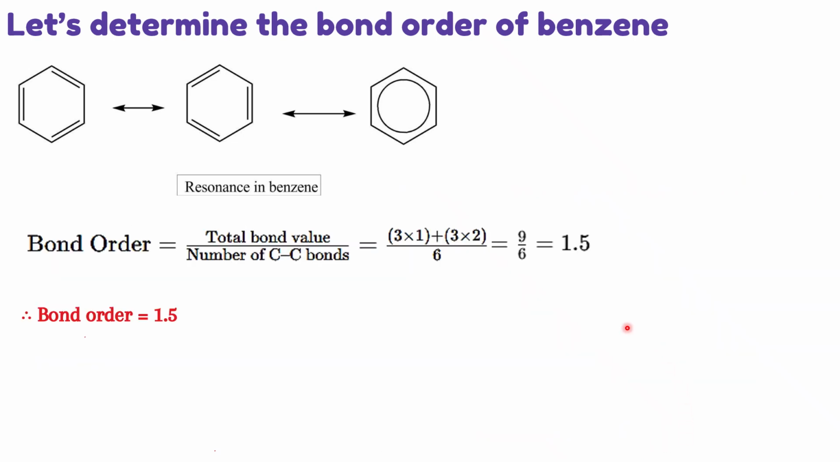Now the next step is to substitute the values. So here I have got the total bond value as 9. Now let us find the number of carbon-carbon bonds. I have a total of 6 carbon-carbon bonds present in the benzene ring. So it will be 9 upon 6. If we do the calculation, it will be 1.5. So the bond order is 1.5, because the electrons are continuously delocalizing inside the benzene ring. And if you do the same for all the bonds, you will see that the bond order is 1.5 only. That's why all the bonds in the benzene ring are of the same length.